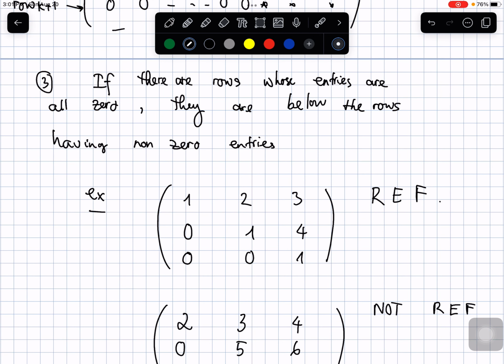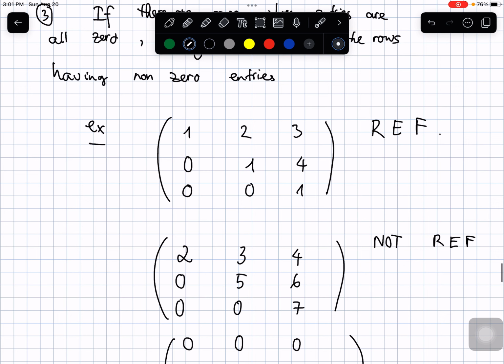Example. Here I have one example of row echelon form and 3 examples of non-examples of row echelon form. So the first example is 1, 2, 3, 0, 1, 4, 1, 0, 0, 1. So the first condition, leading 1, yes, leading 1. Leading 1. Second condition, row K plus 1 has more leading 0 than row K. So you have 2 leading 0 and 1 leading 0, right?